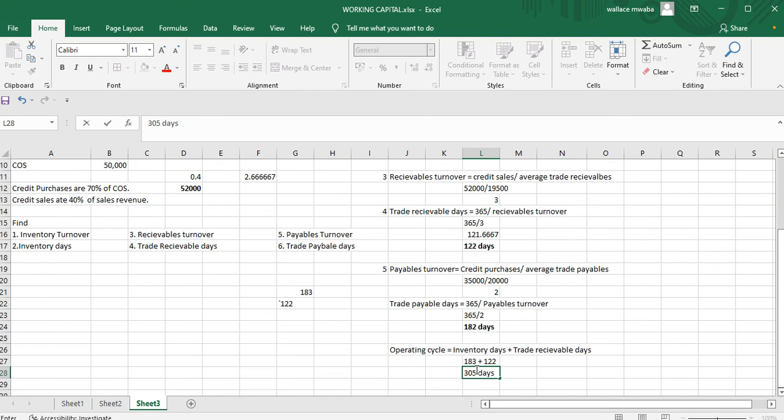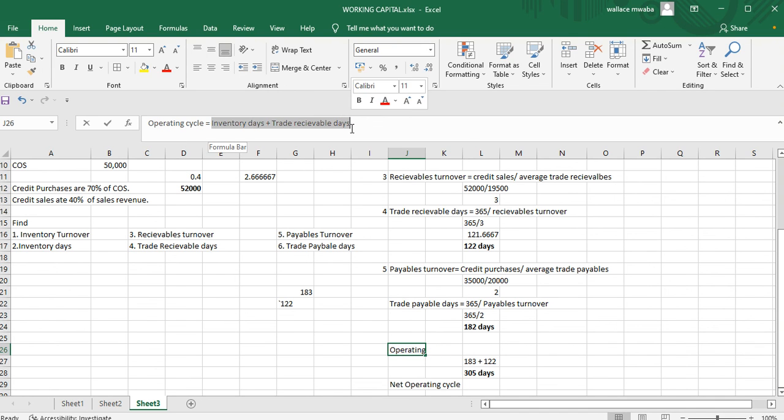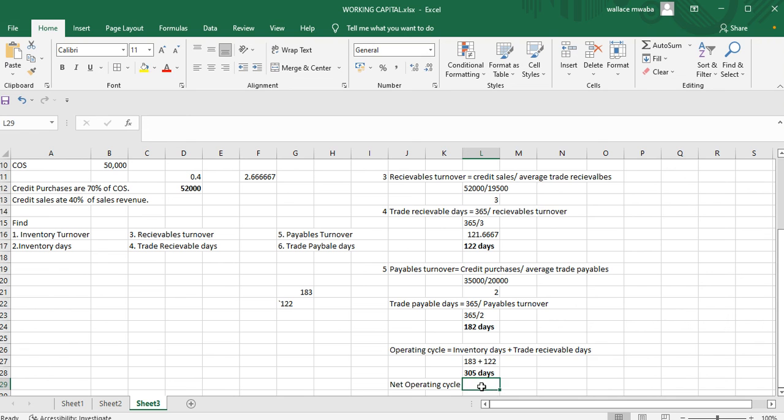Okay. Remember, the operating cycle is the time between when we purchase inventory and when we collect cash from the sale of inventory. Now, I'm going to get the net operating cycle, where we're going to subtract from 305 days our trade payable days, which is 182. So say net operating cycle equals inventory days plus trade receivable days minus trade payable days.